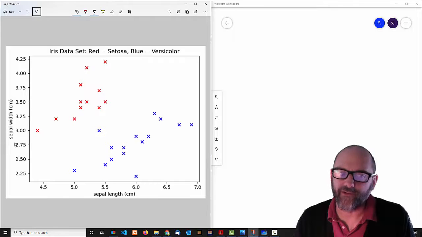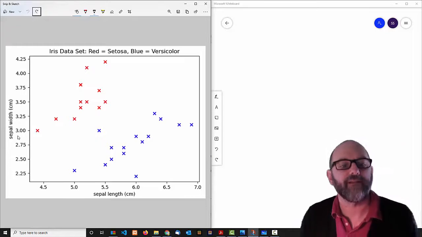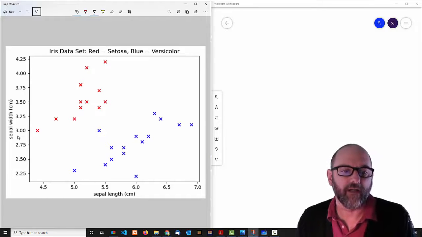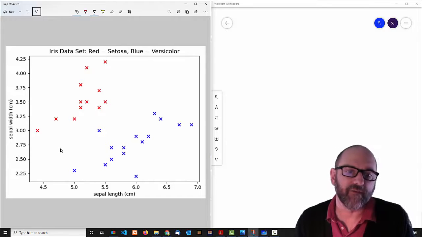I'm not sure what the sepal means. I should have looked that up before. You guys can look that up. It's something to do with a leaf measurement or something like that. So, length and width of some feature of the plant.